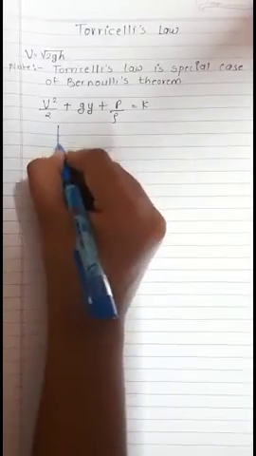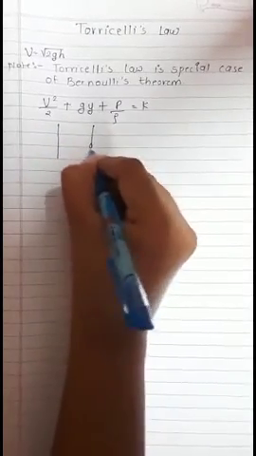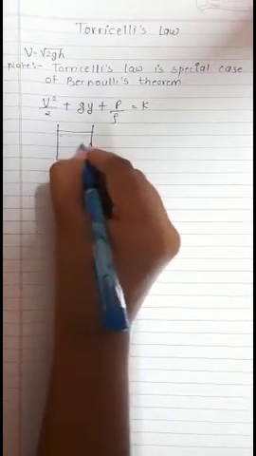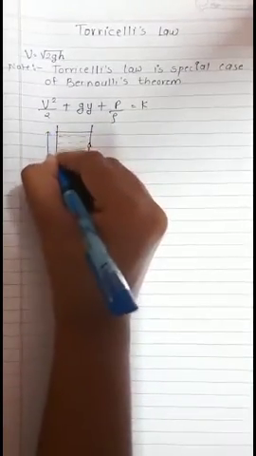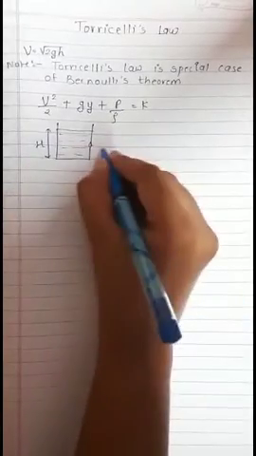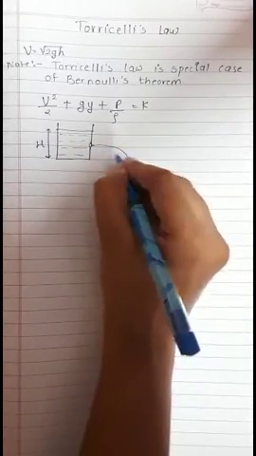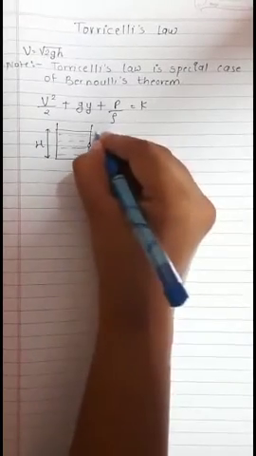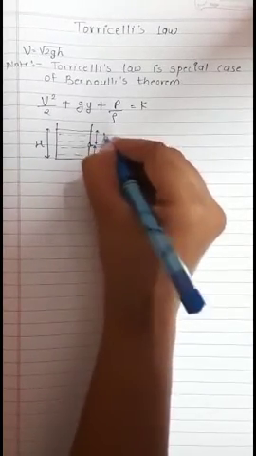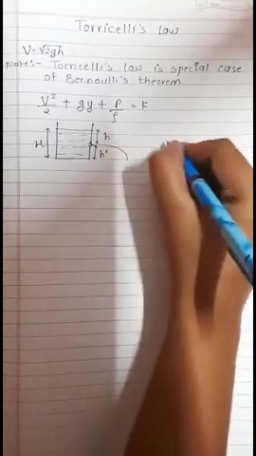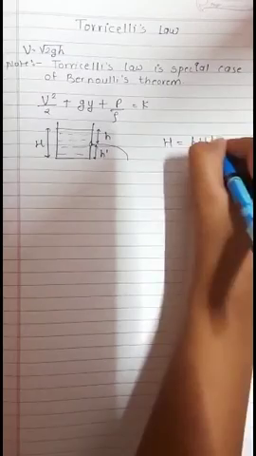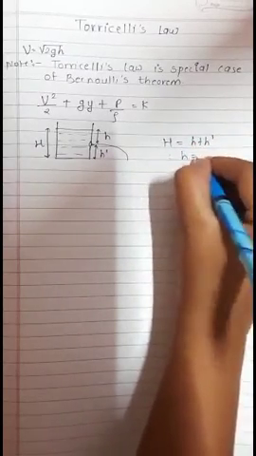Let's consider one vessel and one hole in it. Here is the liquid surface and its height is H from the bottom. This is the fluid flowing from the hole. Its height is h dash from the bottom, and from the liquid surface it is h. From this relation we get that H equals h plus h dash. Therefore h equals H minus h dash.